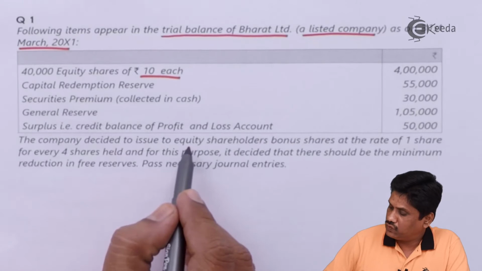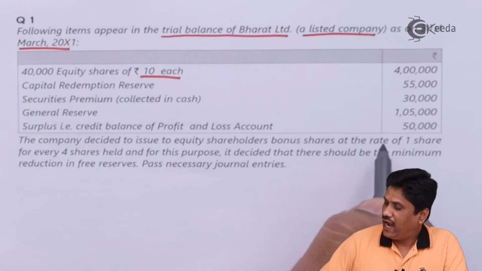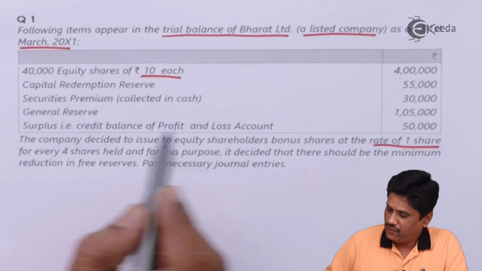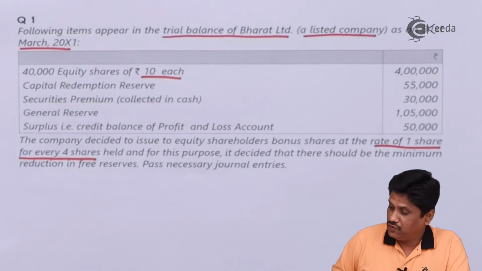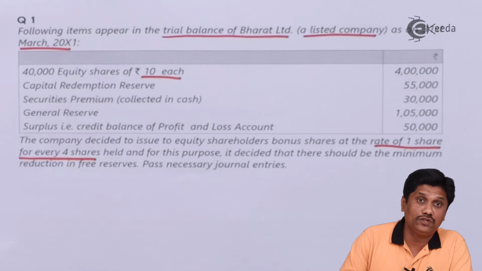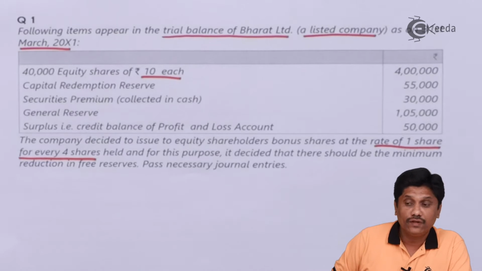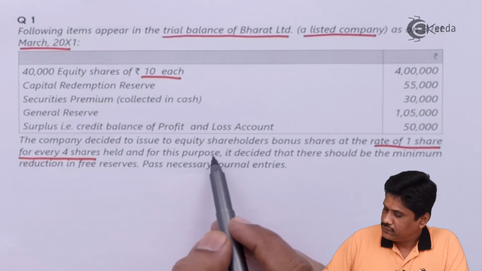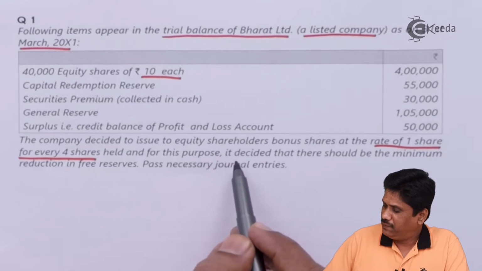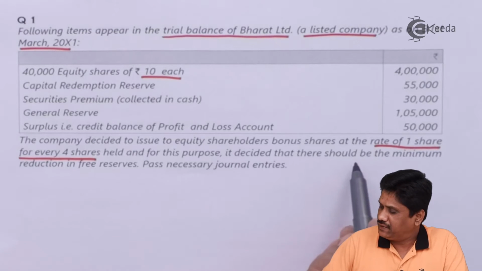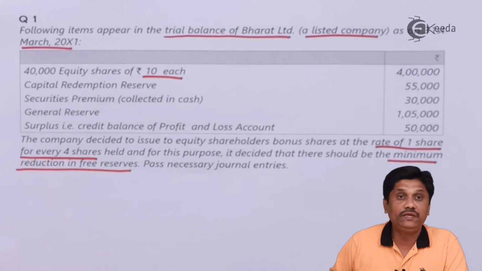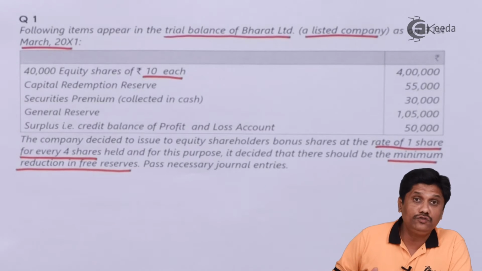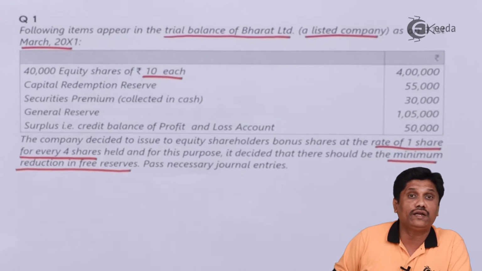The company decided to issue to equity shareholders bonus shares at the rate of 1 share for every 4 shares held. 1 share for every 4 shares held means if you are having 4 shares, 1 bonus share will be given. So based on that, we will decide how many shares are to be given. And for this purpose, it decided that there should be minimum reduction in the free reserve. Minimum reduction in the free reserve means firstly you use capital reserve and then you will use your revenue reserve.